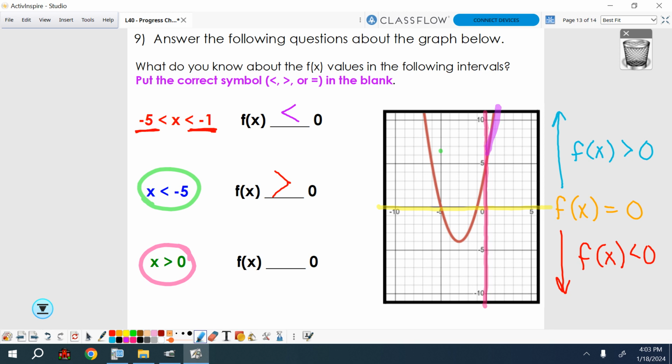So again, looking at this purple section, is it greater than 0, equal to 0, or less than 0? Is it above that yellow line, below that yellow line, or exactly on the yellow line? And we can see that it's above that yellow line, which means this little section of my graph is greater than 0.